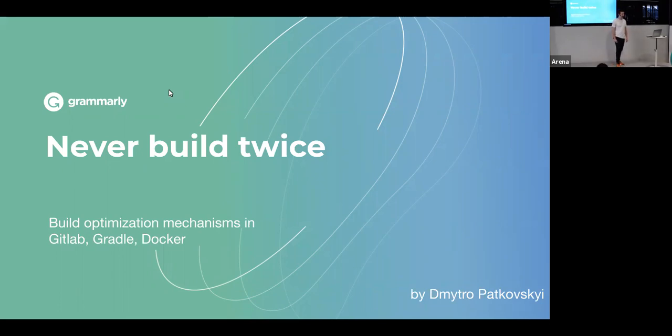My name is Dmytro. I'm here today to talk about build tools we commonly use at Grammarly, namely GitLab, Gradle, and Docker. Not every team uses Gradle and Docker, but pretty much every team uses GitLab, I believe. And I'm going to talk about build optimization mechanisms and how to make your builds more efficient with these tools.